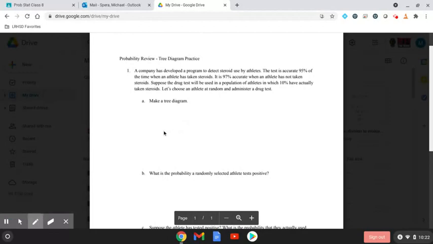So here's our tree diagram, right? So we'll start with, here's our athlete. And the first set of branches, prior to the test being positive or negative, would have to be, well, do they take steroids? Or, do they not? I spelled that wrong. All right.